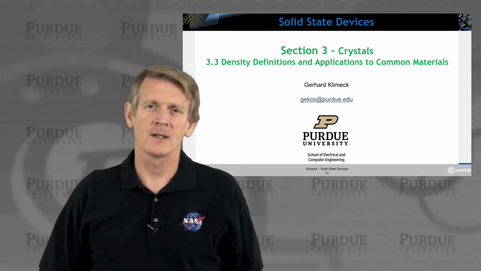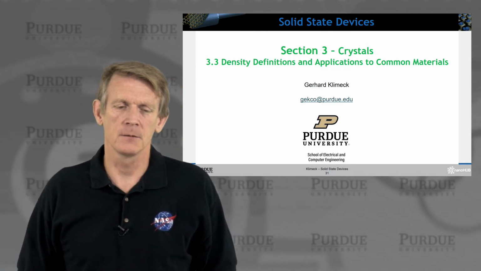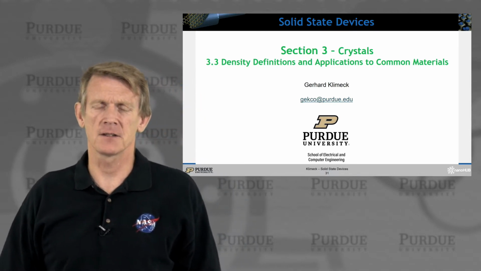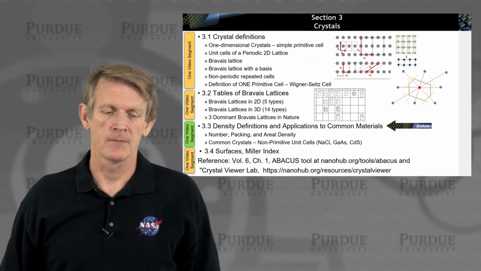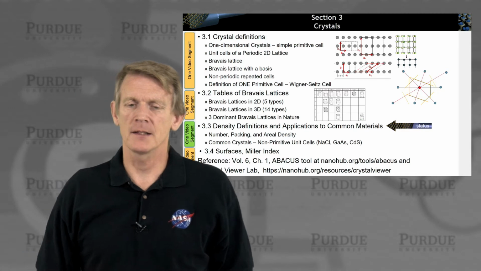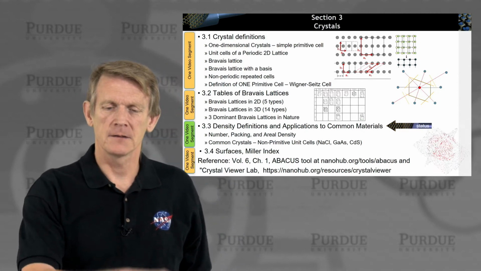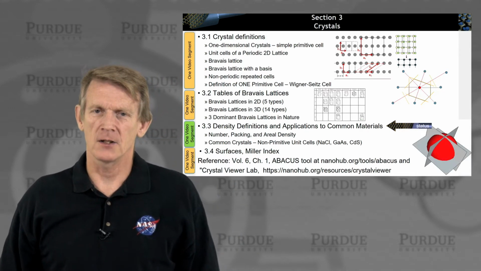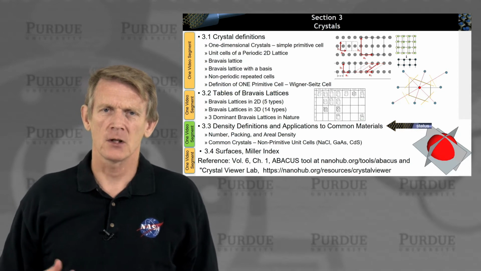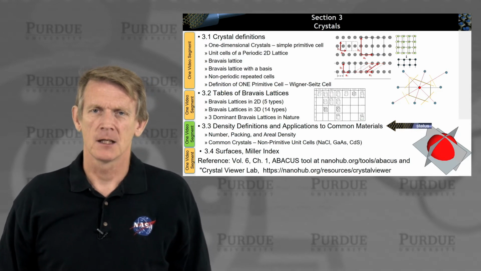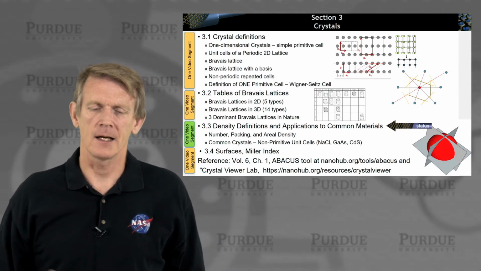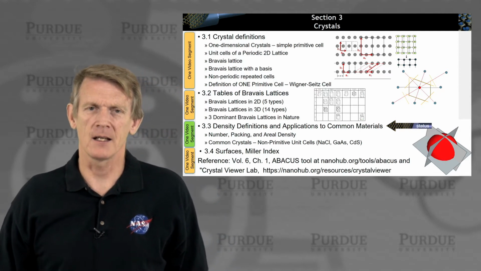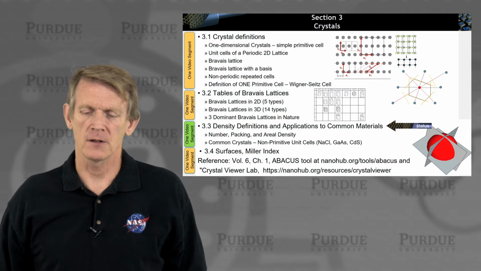All right, welcome back. We'll talk a little bit about some density definitions and applications of crystals in some common materials. So here's the outline. I'll follow it. What I'd like to highlight here is, as we talked about unit cells, I mentioned primitive cells, where there's just a single atom in the cell. How do you think about that?